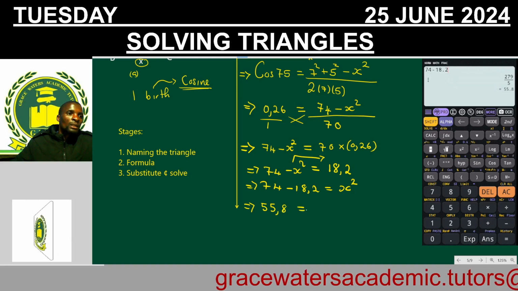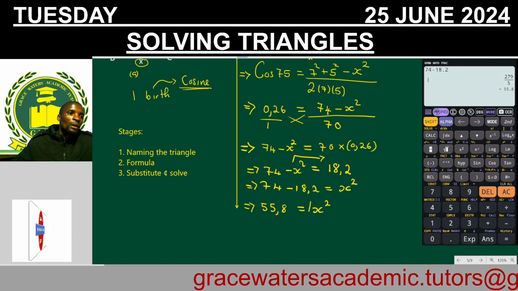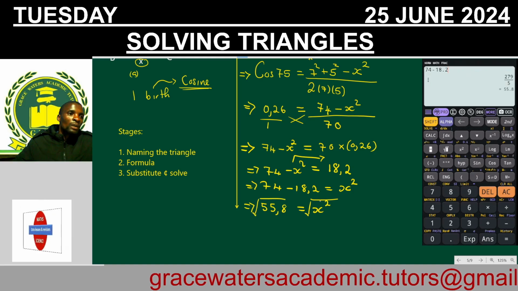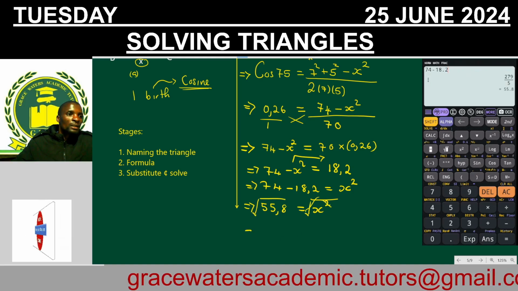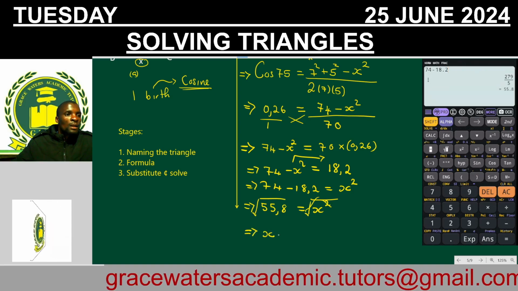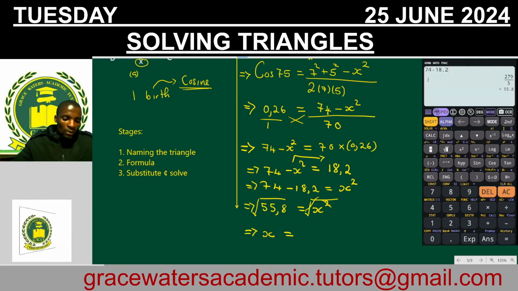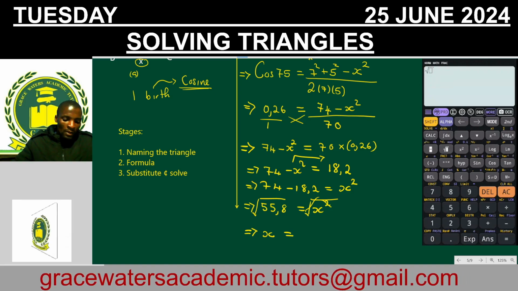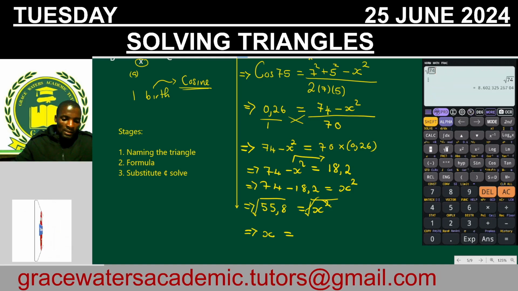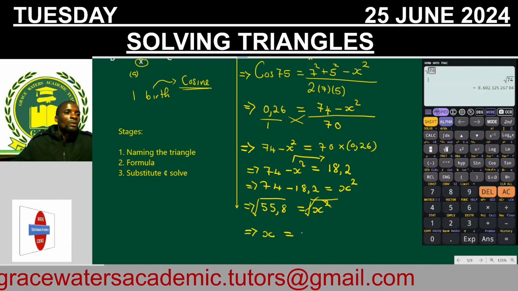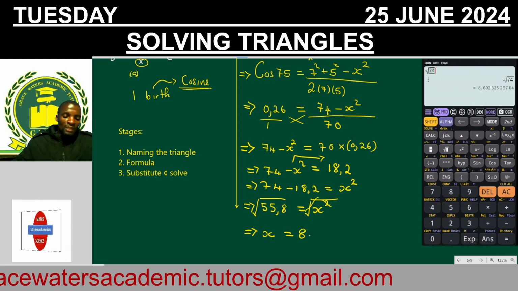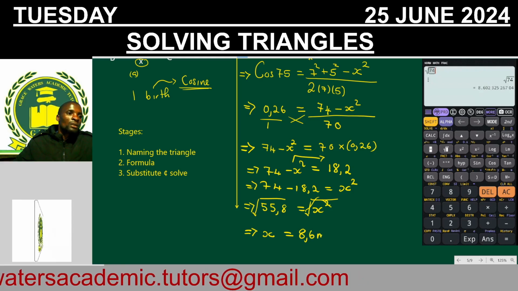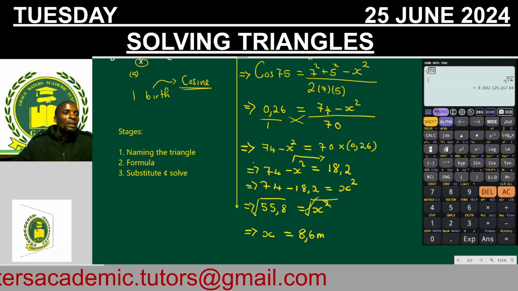So we have 55.8 equals x squared. Removing squares by putting square roots on both sides, what do we get here? We get x equals the square root of this answer. The square root of the answer is 8.6, so this means x is approximately equal to 8.6. The answer was in meters, so I just put meters, and this marks the end of it.